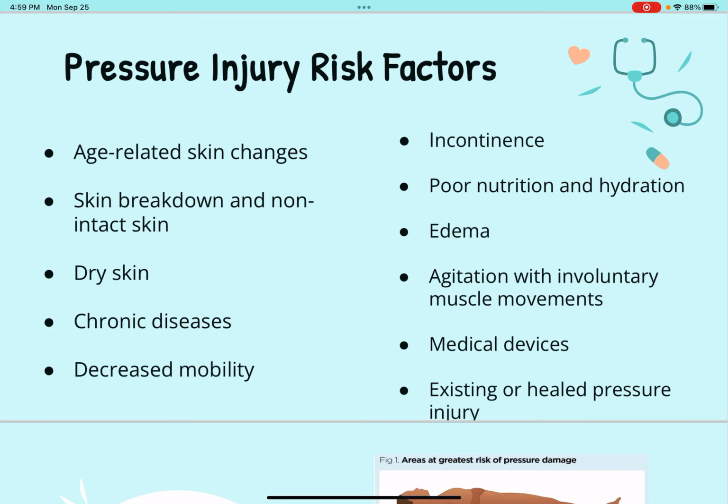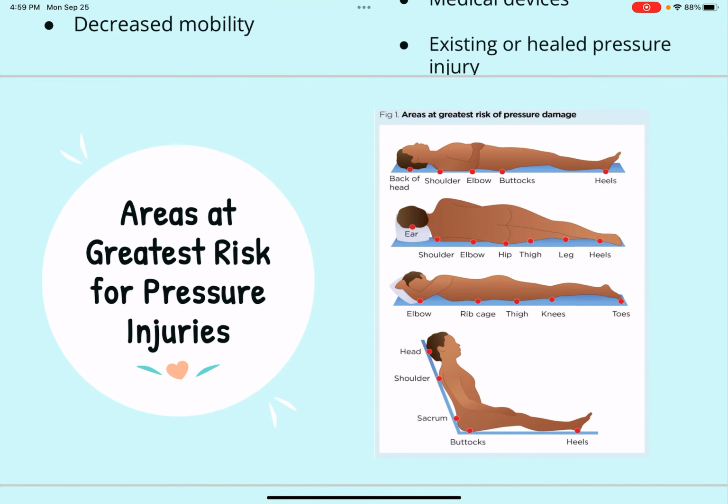Medical devices are risk factors for pressure injuries. A pressure injury can develop where a medical device sits on the skin. This includes braces that do not fit correctly. Finally, existing or healed pressure injuries are also a risk factor. This slide here shows the areas at greatest risk for pressure damage: the back of the head, shoulder, elbows, buttocks, and heels, the ear, the hip, the thigh, and the leg, the rib cage, the knees, and the toes, the head, the shoulder, the sacrum, the buttocks, and the heels.